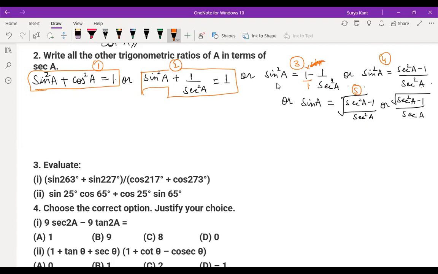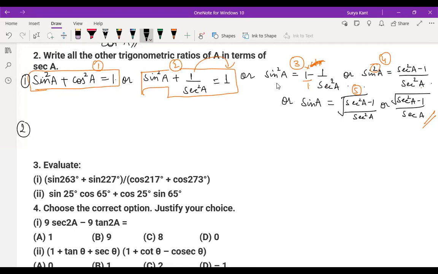Yes, sir. Then we are just sending this 1 by sec square A to the other side. We are getting 1 minus 1 by sec square A. Then we are taking LCM for this. Then we are writing sec square A minus 1 divided by sec square A. Then if we remove this square part, then root will come on the other side. Then we have to solve, we'll get it in sec A form. Is it clear, children, now? Yes, sir. Okay, right. So this is the first, what we have converted: sine A in the form of sec A.